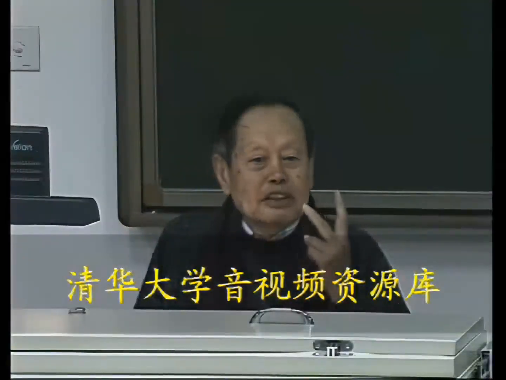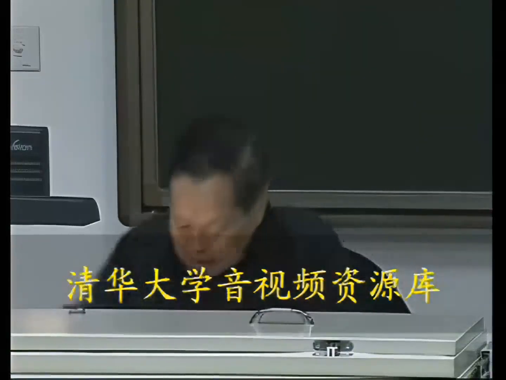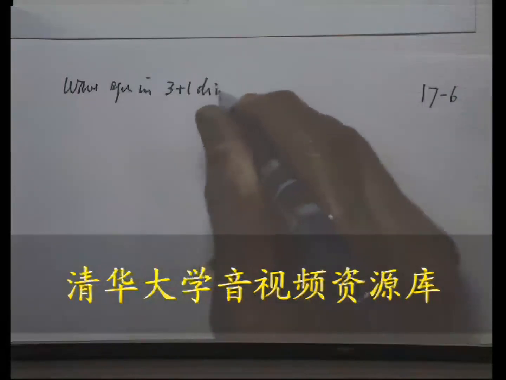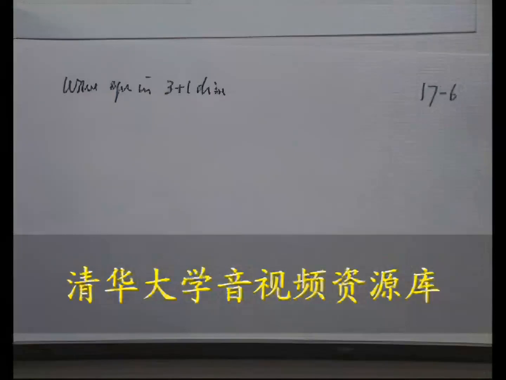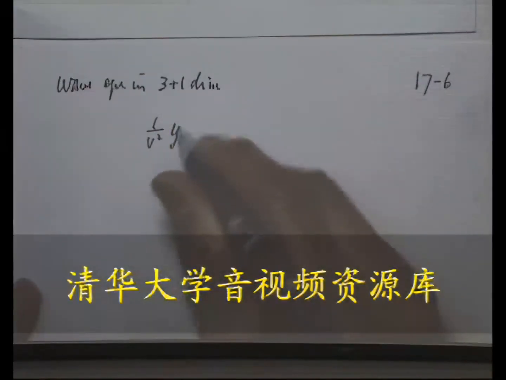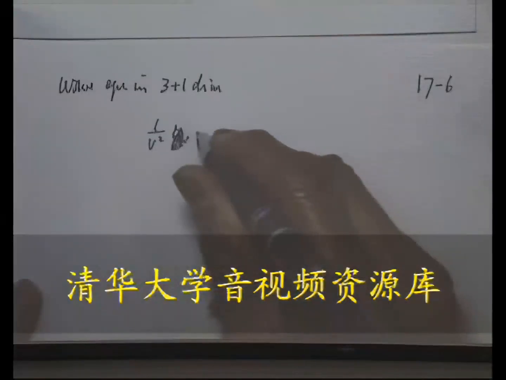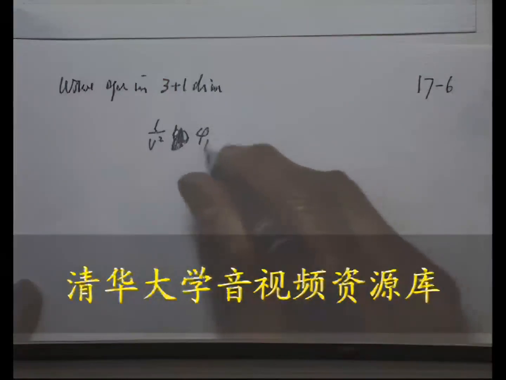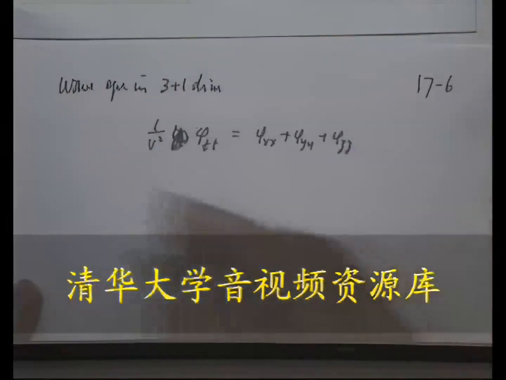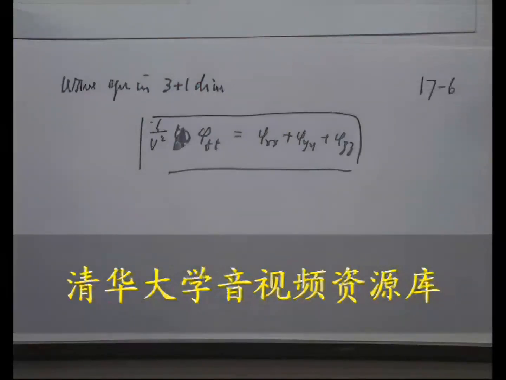This is a problem with two dimensions: one space, x, and one time, t. You can write down the wave equation in four dimensions, in 3 plus 1 dimensions. 3 plus 1 dimensions means 3 space coordinates and 1 time coordinate; that's the real space. That equation becomes 1 over v squared times, not y, let's say a field phi, phi_tt is equal to phi_xx plus phi_yy plus phi_zz. That's the wave equation in 3 dimensions.